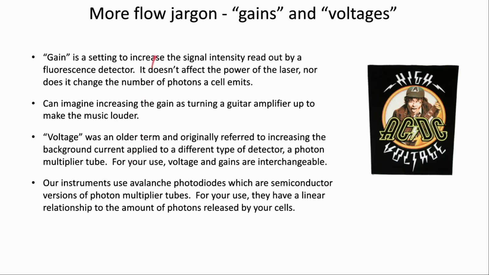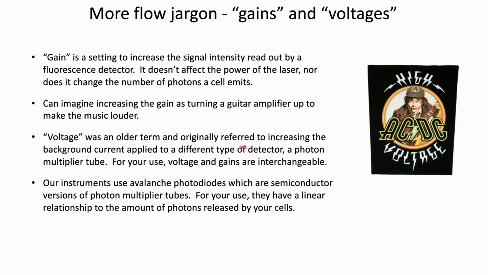Besides the lasers and the detectors on an instrument, the gains have the most direct effect on the data which will be collected. The gain is a setting to increase the signal intensity read out by a fluorescence detector. It doesn't affect the power of the laser. When you change the gain, you're not increasing the laser power, nor does it change the number of photons that a cell is emitting. Rather, the gain is a multiplier which has been applied to the signal coming from the detector. As a user, you can imagine that increasing the gain on our instruments is similar to turning up a guitar amplifier to make the music louder.